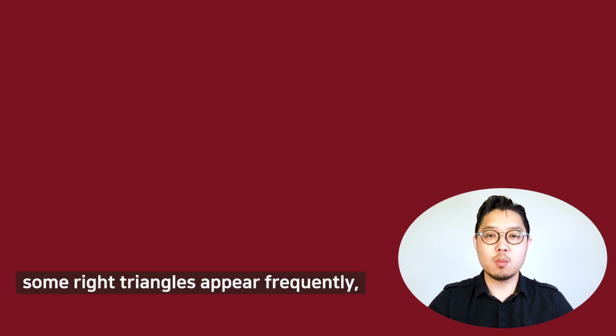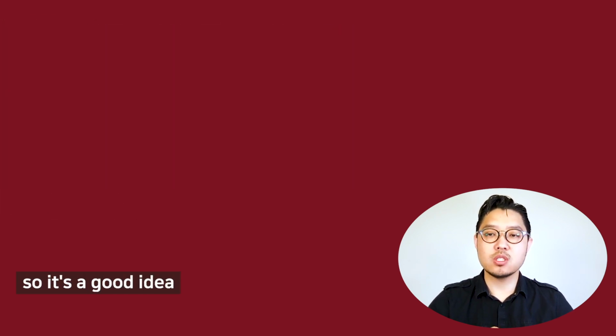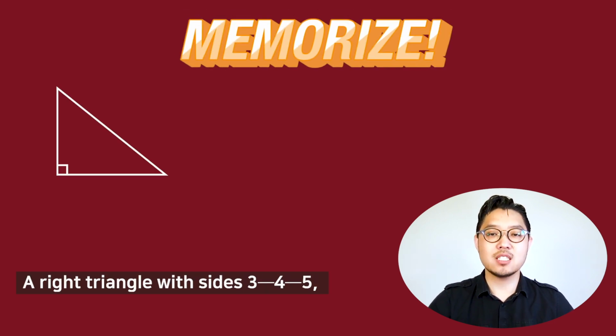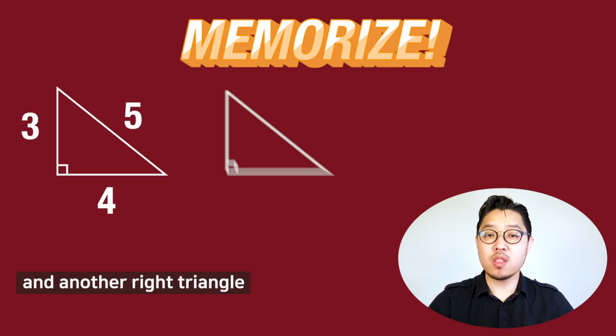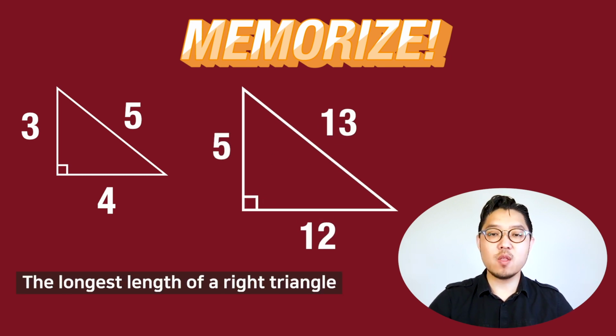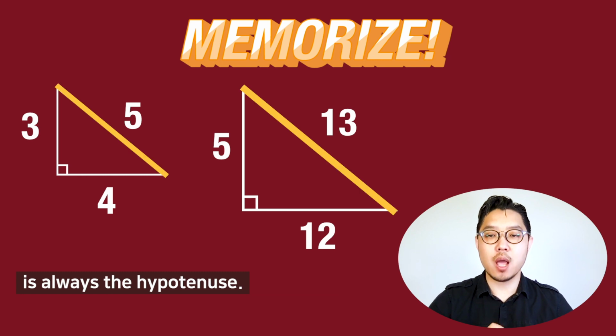In the GMAT, some right triangles appear frequently, so it's a good idea to memorize the following right triangles. A right triangle with sides 3, 4, 5, and another right triangle with lengths 5, 12, and 13. The longest length of a right triangle is always the hypotenuse.